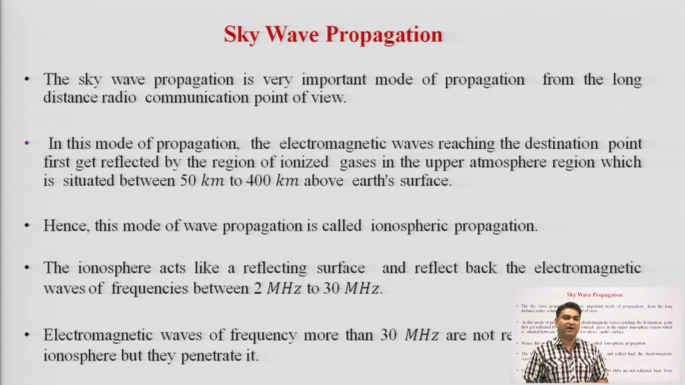The ionosphere acts like a reflecting surface and reflects back electromagnetic waves of frequencies between 2 megahertz and 30 megahertz. The reflection in sky wave or ionospheric propagation occurs because the ionospheric region has a refractive index less than unity.